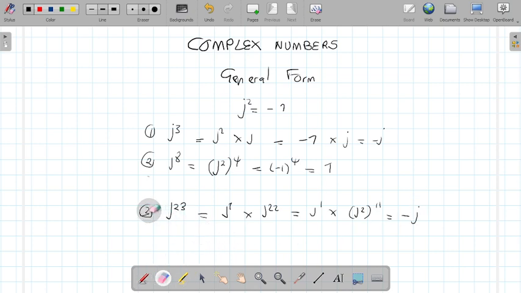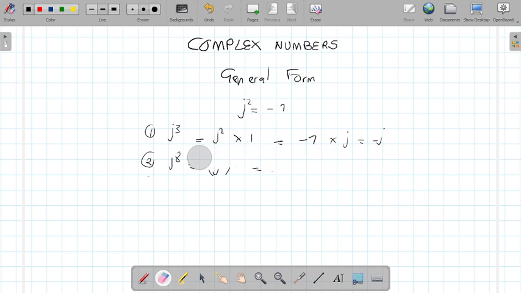-1 multiplied by J, minus J, is your result. So these are some of the basic problems you can solve. And now you are a master at complex numbers.